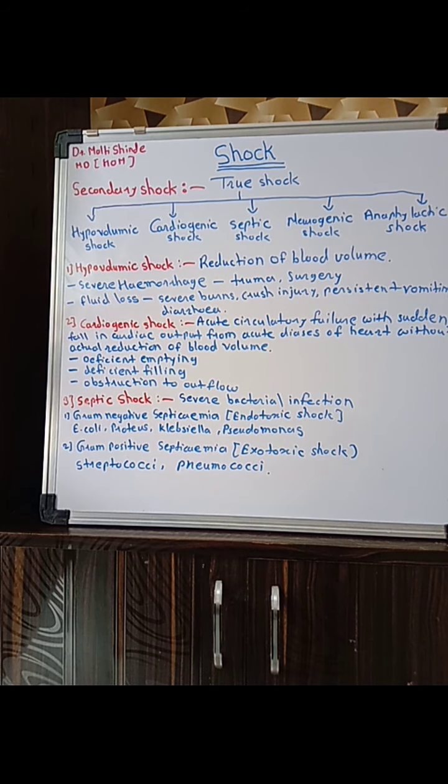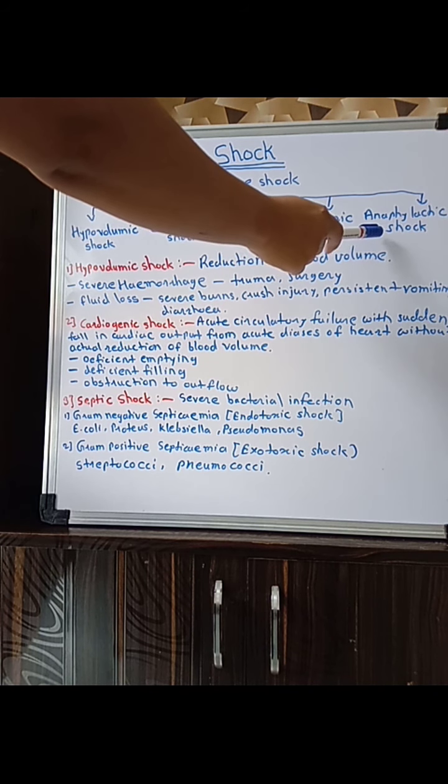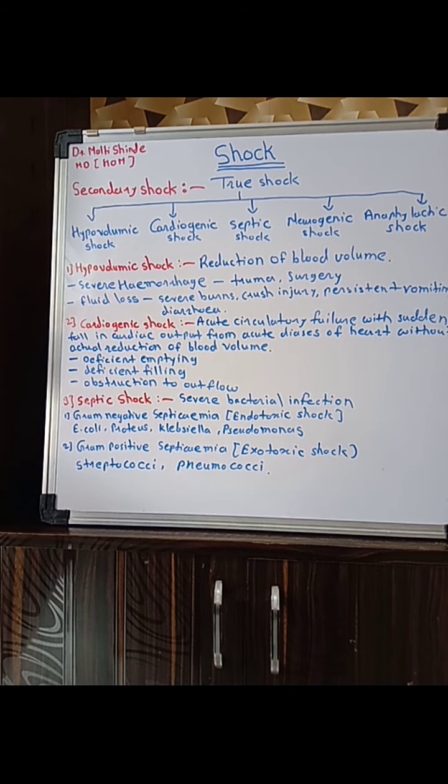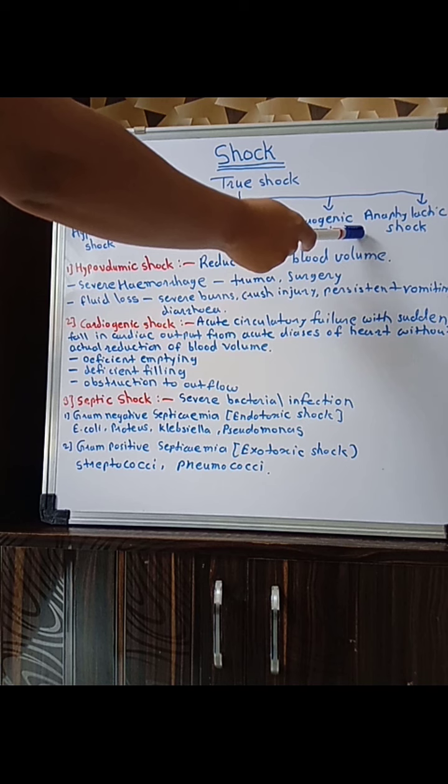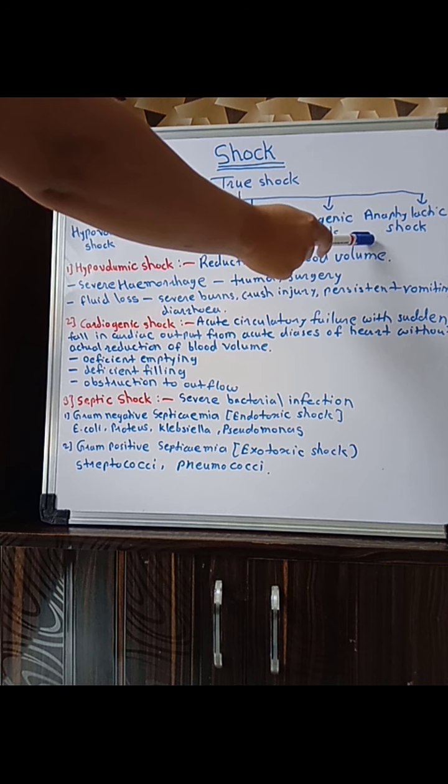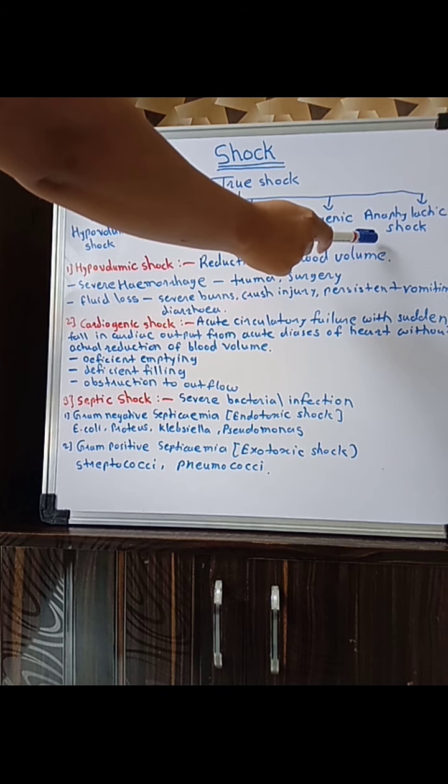The next one is anaphylactic shock. What is anaphylactic shock? It occurs following allergic reactions to some drugs or chemicals. When the body is allergic to some drugs or chemicals, that causes anaphylactic shock. Agents like penicillins, streptomycin, insulin injections and B12 injections can cause an anaphylactic reaction in a sensitive patient, and that anaphylactic reaction goes on to anaphylactic shock. This is the fifth type of shock.